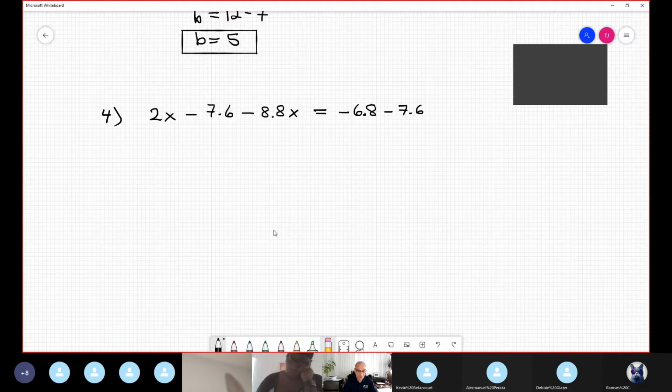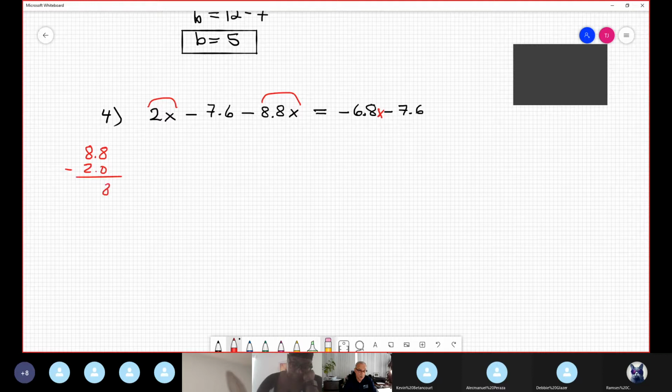Okay, so now identify like terms. This is like, and we combine. So you see, you're subtracting. Wait a second. I forgot something. I forgot x here. Sorry. Okay, when you combine 8.8 minus 2, que es 6.8. But what sign? Negative, no?